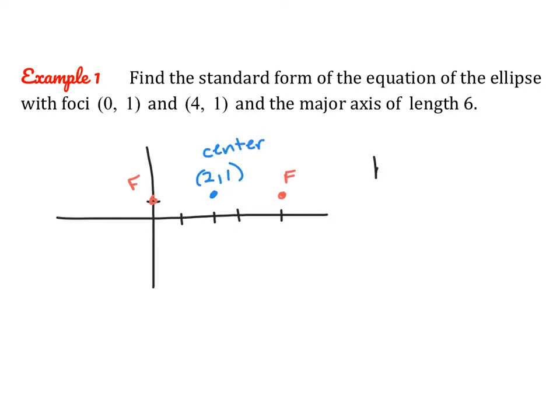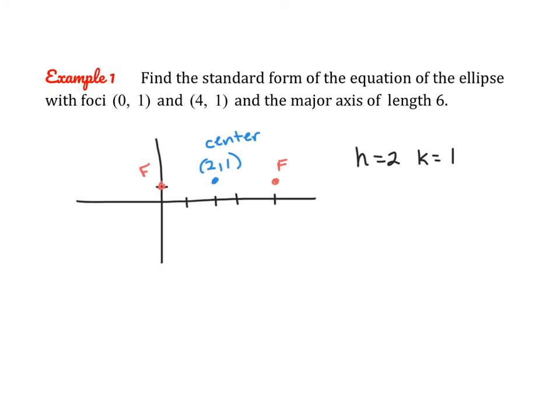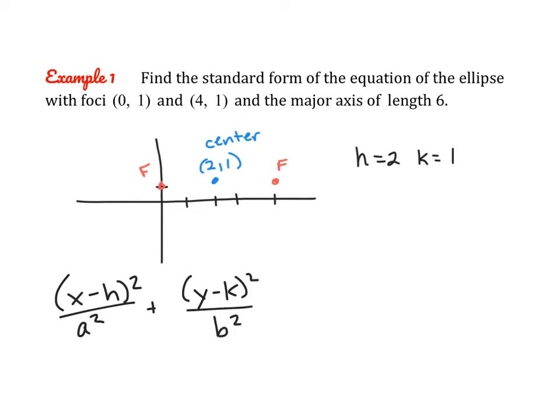So we know that h is 2, and we know that k is 1. Now, if you look at what our formula looks like, it's going to be (x minus h) squared over a squared plus (y minus k) squared over b squared equals 1. And I know that this is going to be a horizontal ellipse because I can see that my foci are lined up horizontally. So I already have h, I already have k. We do need to find a and b.